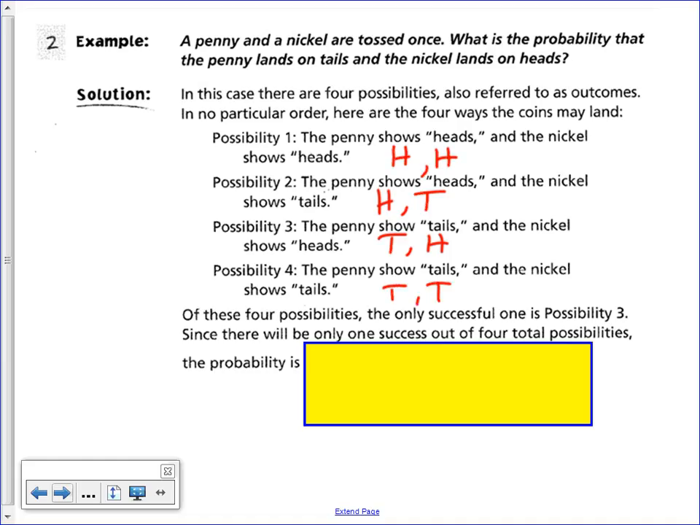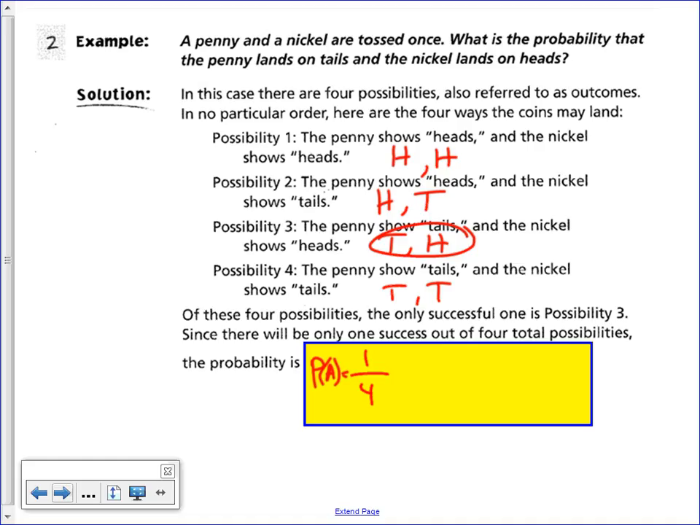What's the probability that the penny is tails and the nickel is heads? Where is that? It's right here. That's 1 way out of 4 to do it. So the probability of this happening is 1/4, or 0.25, or 25%.